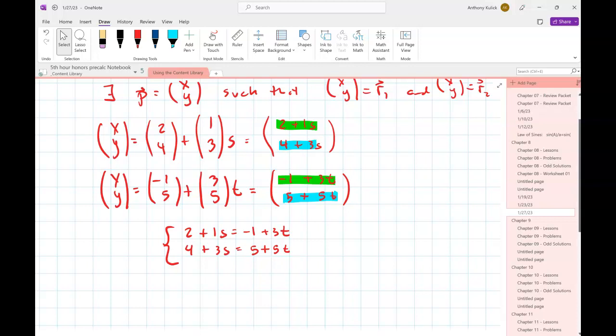So first thing I'm going to need to do is rearrange my system so that I can turn it into a matrix. That means I have to get the stuff with the variables on one side of the equal sign and the stuff without the variables on the other. So I'm going to subtract 3t over and then subtract 2 over. Similarly, I'm going to subtract 5t over and then subtract 4 over.